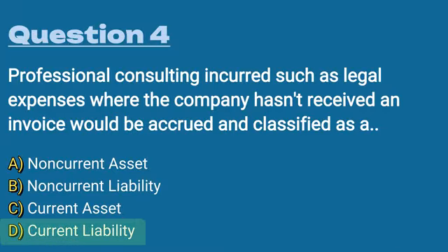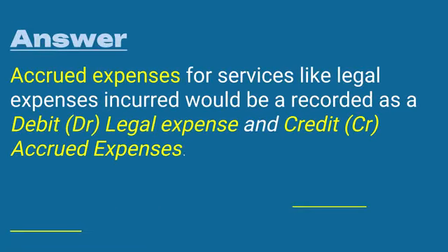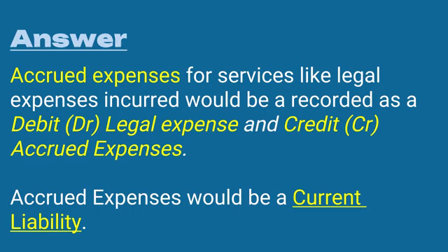The answer would be D, a current liability. Accrued expenses for services like legal expenses incurred would be recorded as a debit to legal expense and a credit to accrued expenses. Accrued expenses would be a current liability because you're expecting to pay those invoices within the next 12 months.